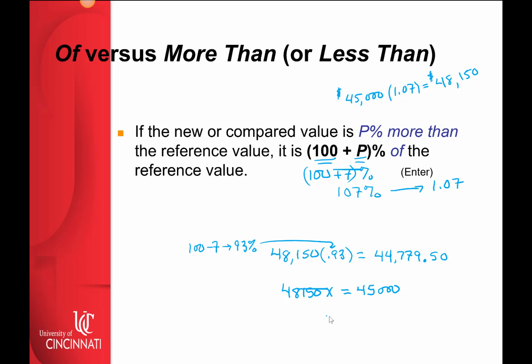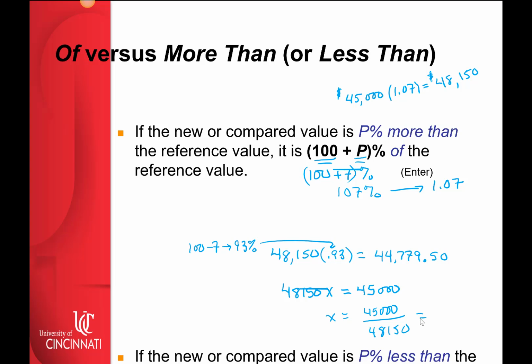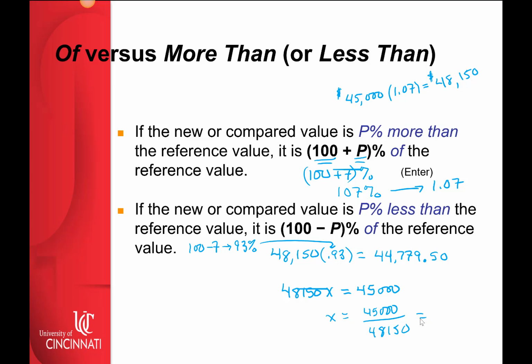Which means that X is going to be the 45,000 over the 48,150. Aha. So let's see here. I'll press clear. 45,000 divided by 48,150 equals. This is 0.93. Let's say 5, rounding it off to 3 places. Well, that's pretty close to the 0.93, isn't it? But it's a smidge bit more.